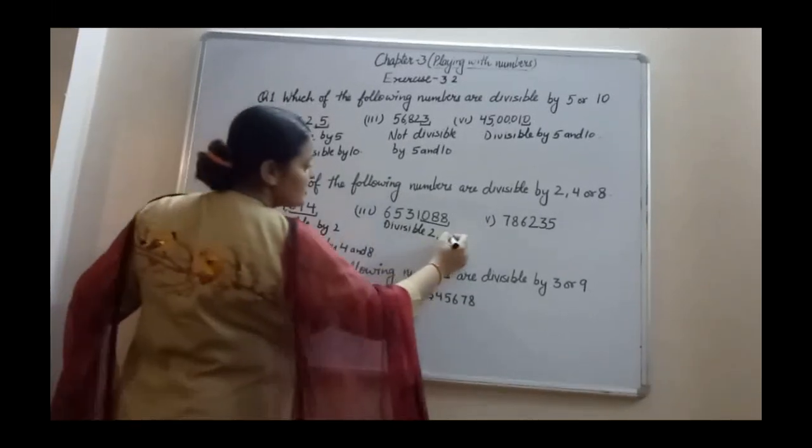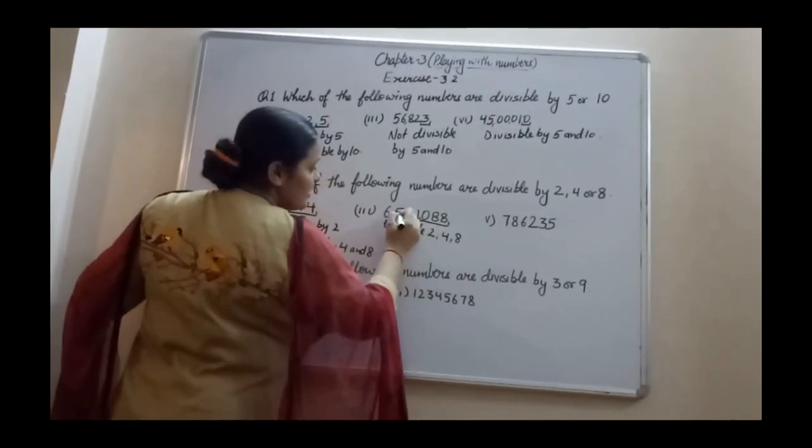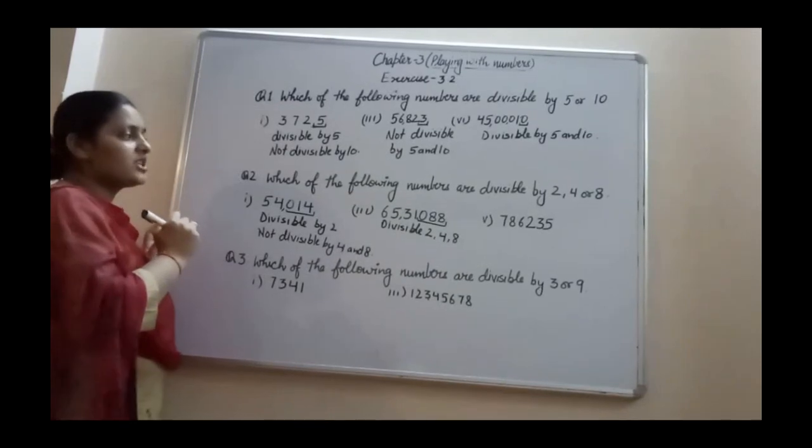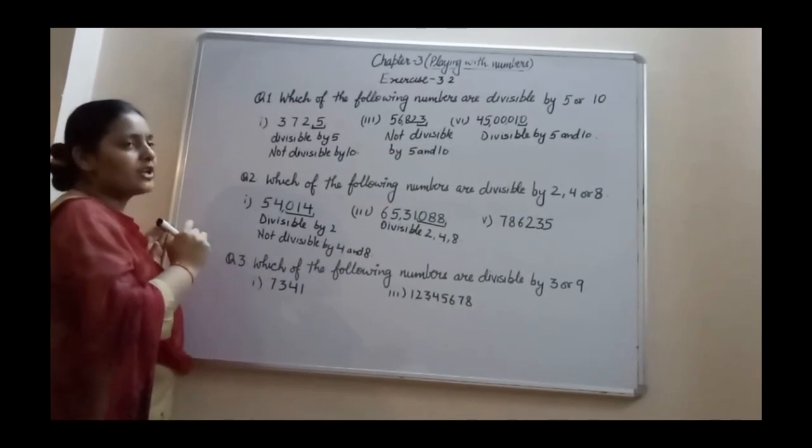So we can say that this given number, that is 65,31,088, is divisible by 2, 4 and 8.